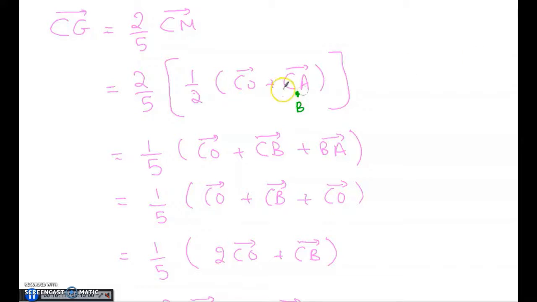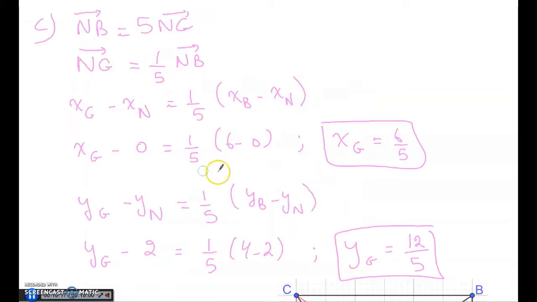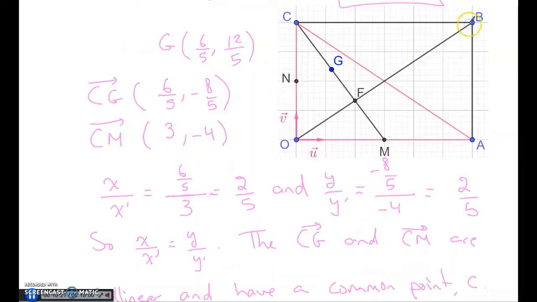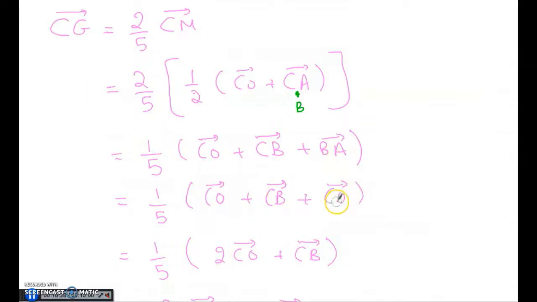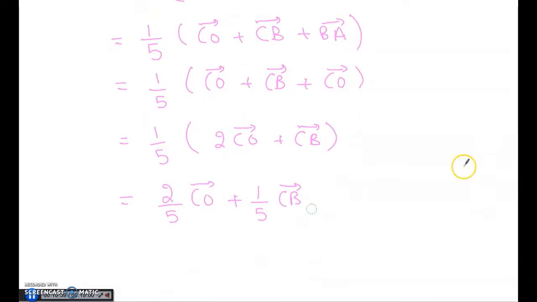We get CO plus CB plus BA. Okay, so now I have CO and CB, but I also have BA. What's BA from the figure? Let's go back to the figure. BA vector is equal to CO vector. So I can replace BA by CO. Now, CO plus CO is 2CO plus CB, then expand, so you get 1 over 5 times 2 CO. So 2 over 5 CO plus 1 over 5 CB.